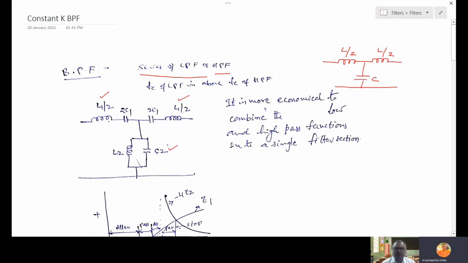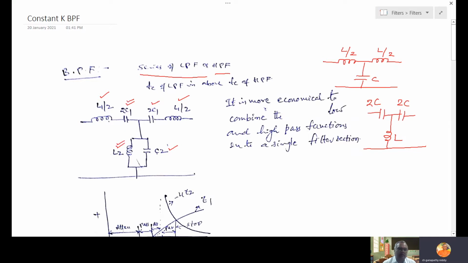It also contains a high pass filter. What is the structure of the high pass filter? Z1 is a capacitor, Z2 is an inductor. This is 2C, this is 2C, this is L. Therefore 2C1 and L2.